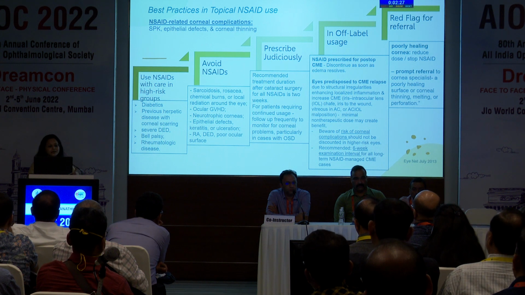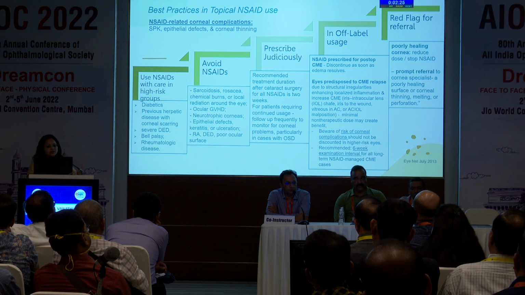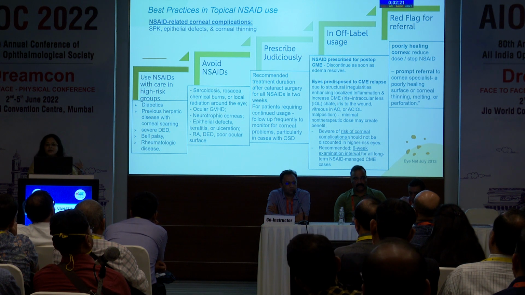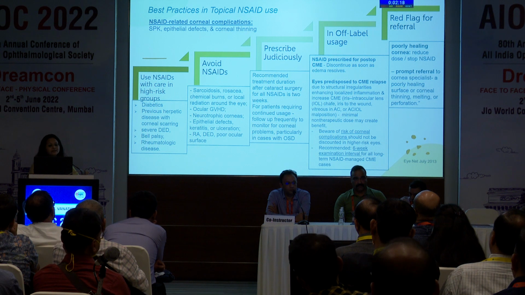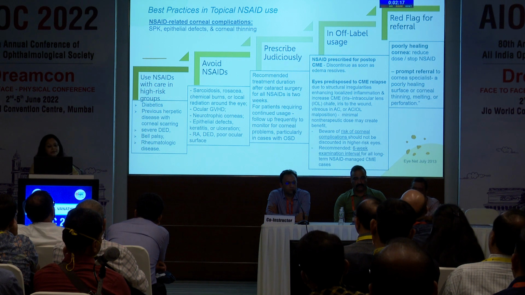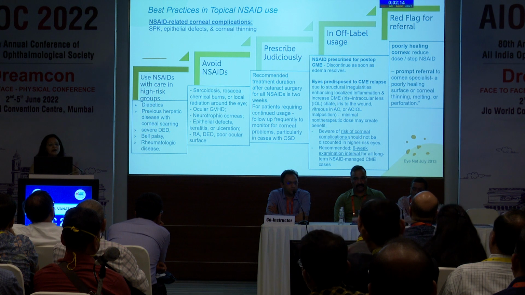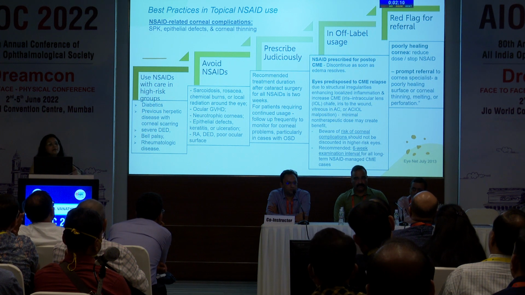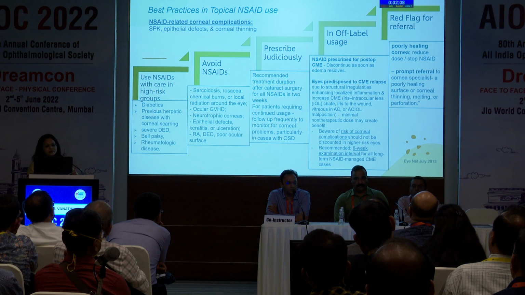So in the high-risk groups, meaning diabetic ocular surfaces, previous herpetic disease with corneal scarring, the presence of severe dry eye disease, patients with prior Bell's palsy, and rheumatological disease, these are the high-risk patients where there's going to be a warning bell when you're going to use NSAIDs on these surfaces.